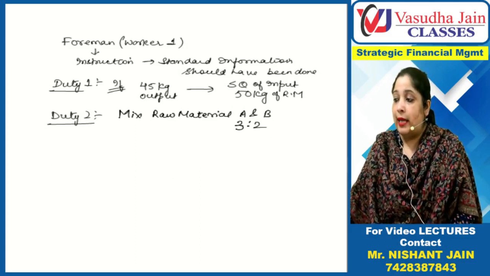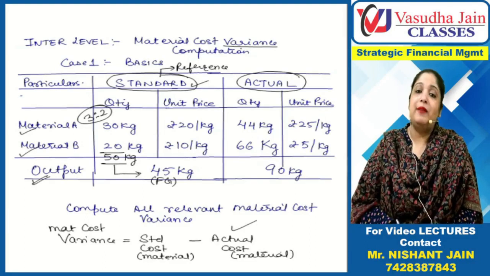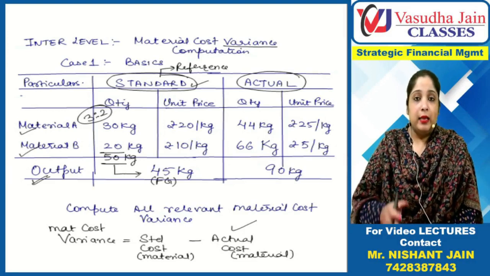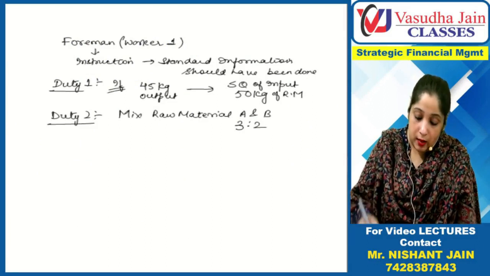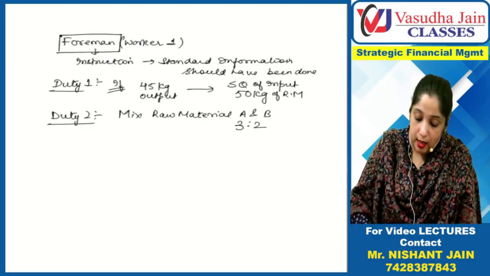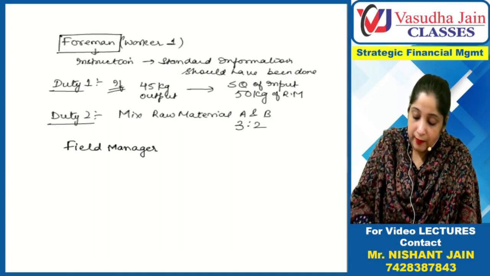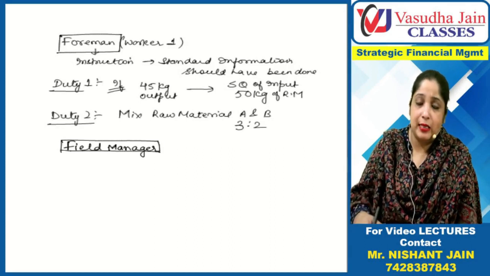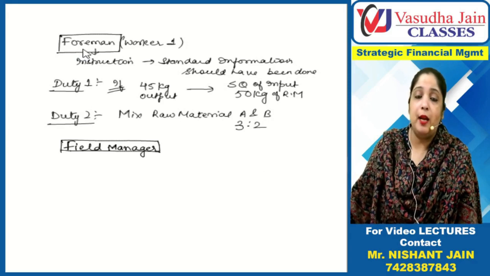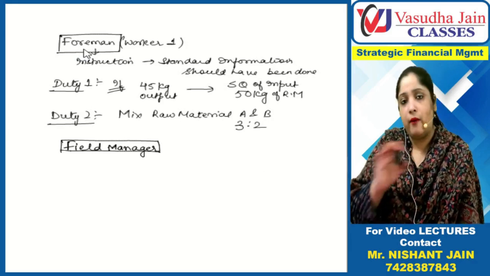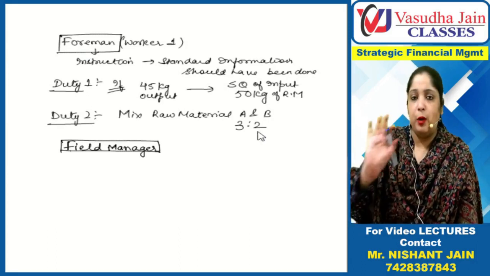I'm very happy. Then the third instruction I'm giving to the field manager. Until now I was talking to the foreman, now I'm calling the field manager. The field manager is the one who goes in the field and purchases the raw material. And I am telling the field manager that whatever raw material the foreman asks you to buy, I have told the foreman how much raw material to use and in which proportion, he will do his best.